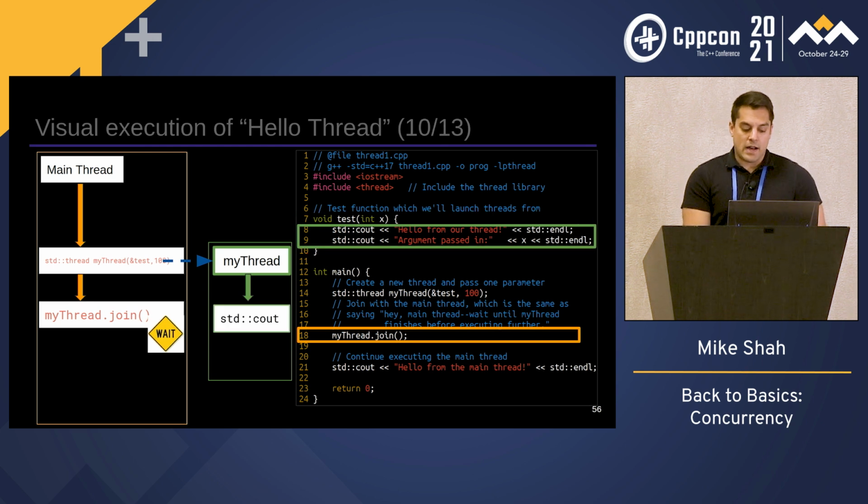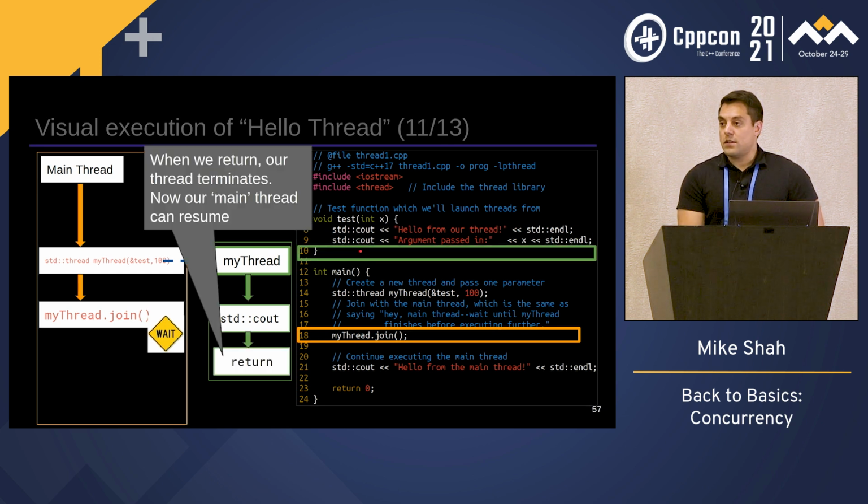So mythread here is going to continue executing, printing out the cout statements, and then it'll eventually return. When we return from a thread, that's one way that we're terminating the thread and saying, hey, we're done with that execution, clean up the thread, and continue forward.